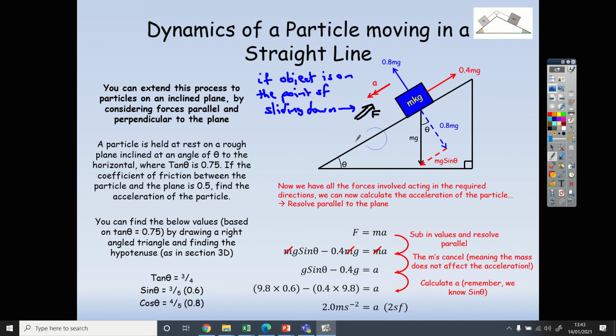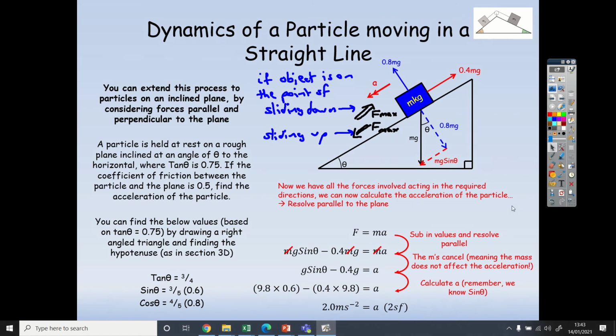If it's on the point of sliding up, then it's about to go upwards, so friction is going to point downwards. Remember, it always opposes the motion of the object. So make sure you're pointing things the right way.